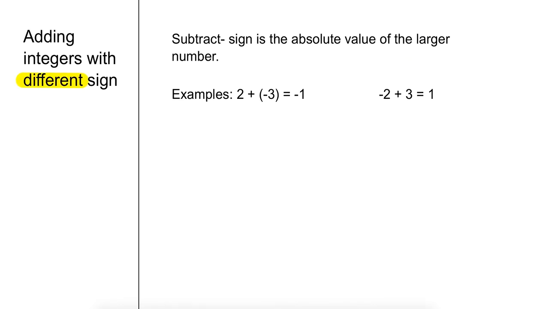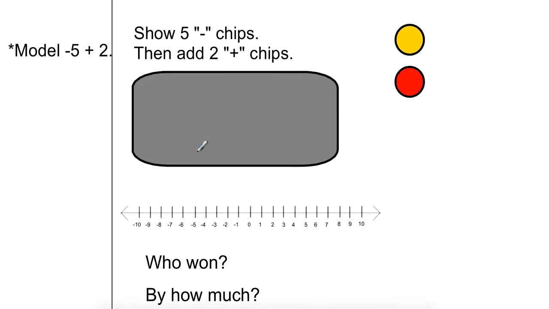So right now on your sheet, I want you to print it out or do it in your notebook. I want you to model this one for me. So stop the video now and show me how to model -5 plus 2. All right, I'm just going to draw them in. So -5, 1, 2, 3, 4, 5. I then need to add in 2 positive chips. So now I can cancel them out. These 2 cancel and these 2 cancel. So I'm left with -3.